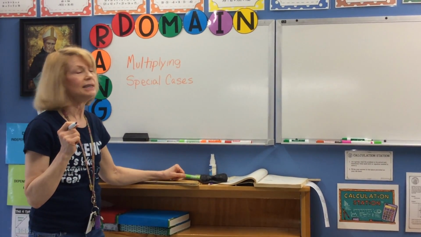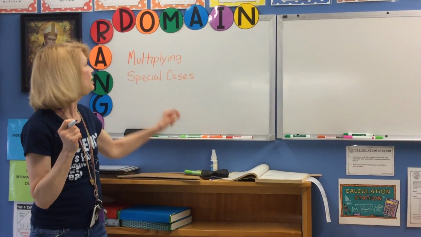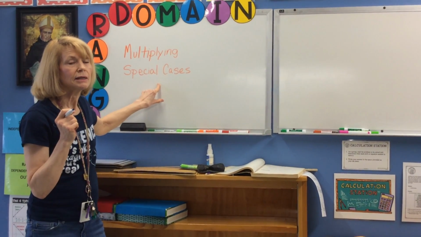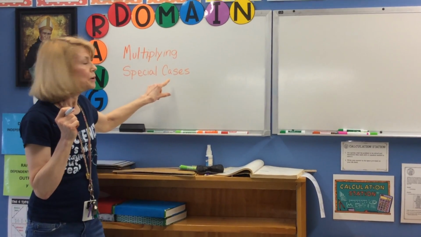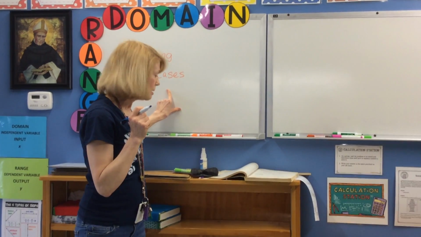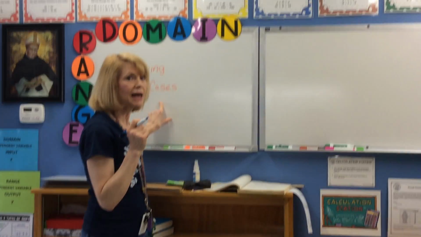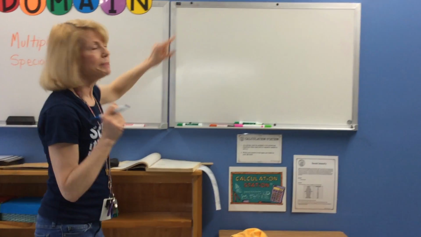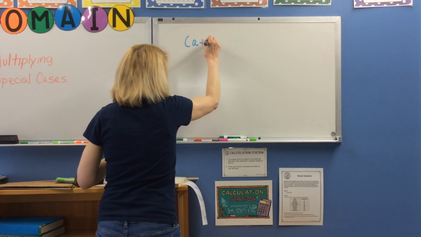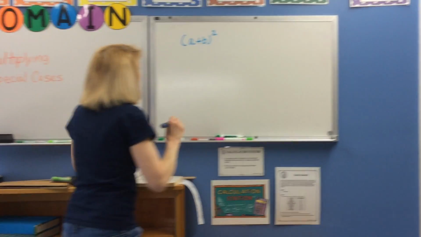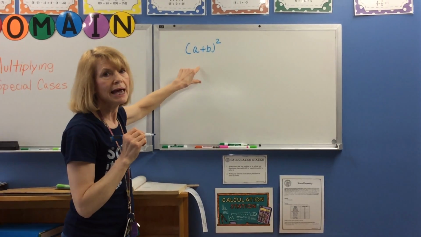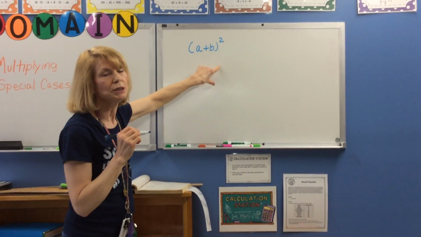Okay, today's lesson is lesson 8.4, multiplying special cases of binomials. I'm going to be using your workbook to get examples from on page 94 and 95. And the first special case is (a plus b) squared. And a and b can stand for any term, okay? And you'll be using simple terms when you do this.